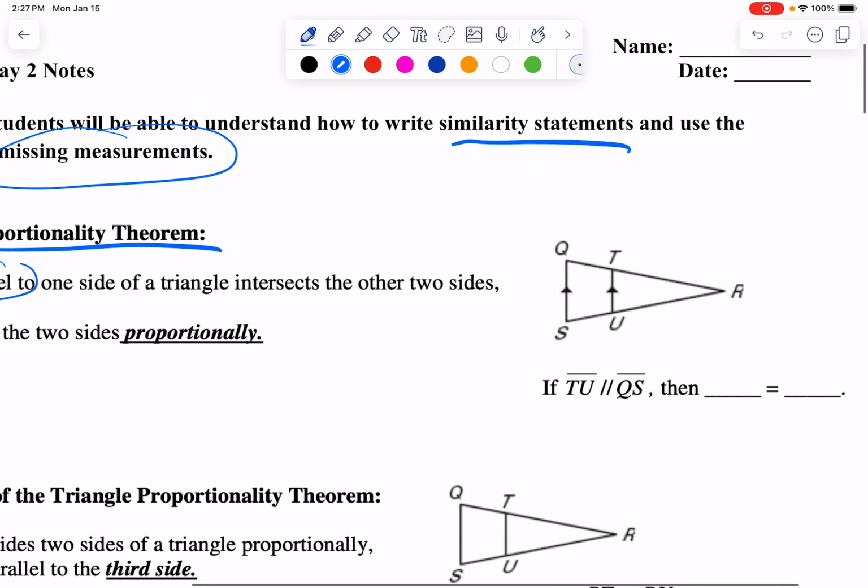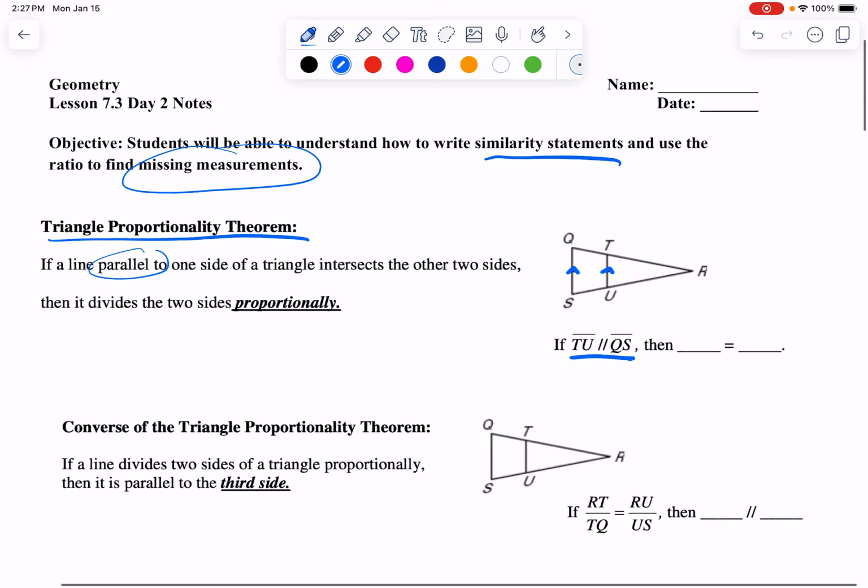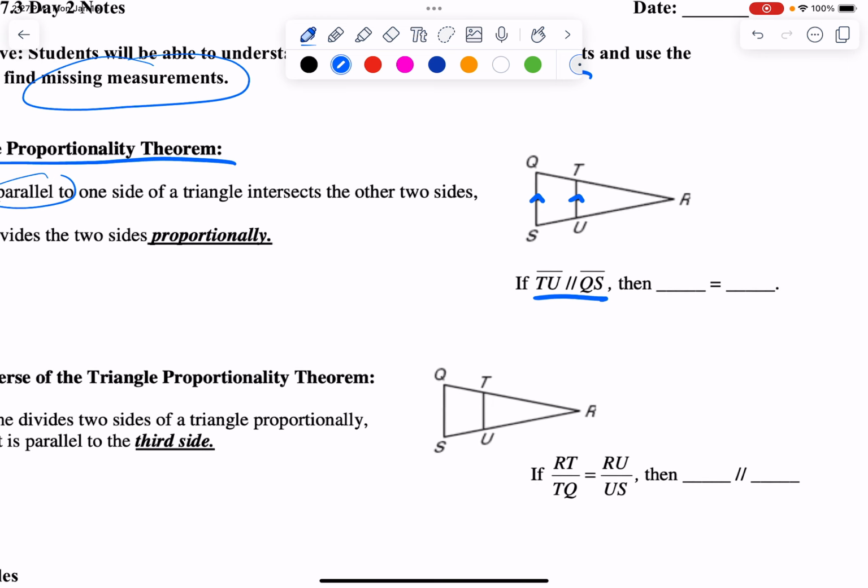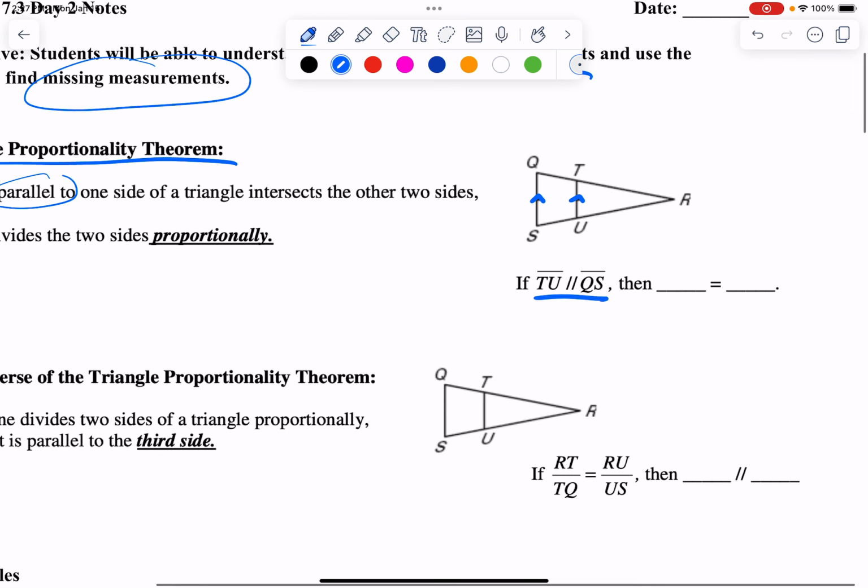Okay, so what we're saying is if we have these two lines parallel to each other, so TU and QS are parallel, then here's what happens. The first part up here is going to be RT, and it's going to be proportional to, if you extend that line further to the end, TQ. So again, before we would have to take the length of a full line segment, now we just take the length of one line segment and then extend it to the end, and that's going to be equal to that other side.